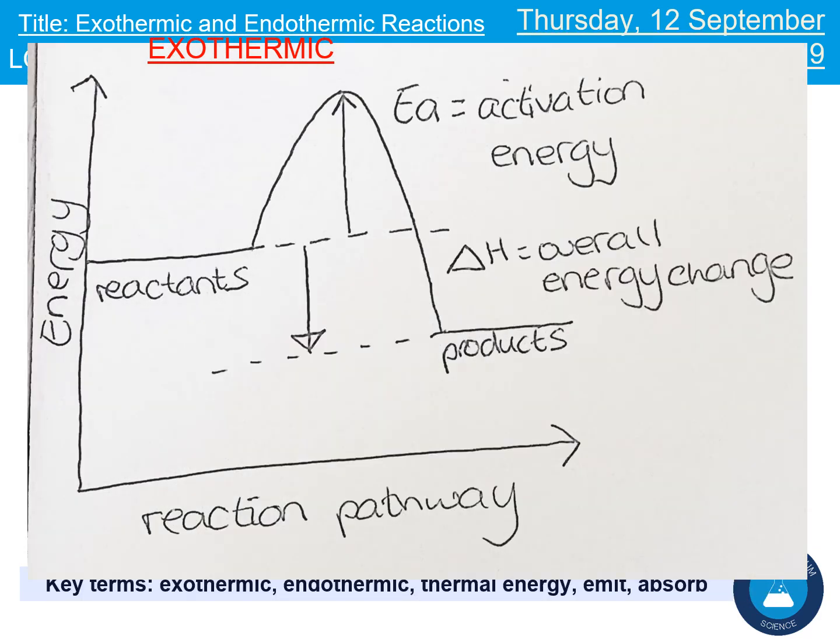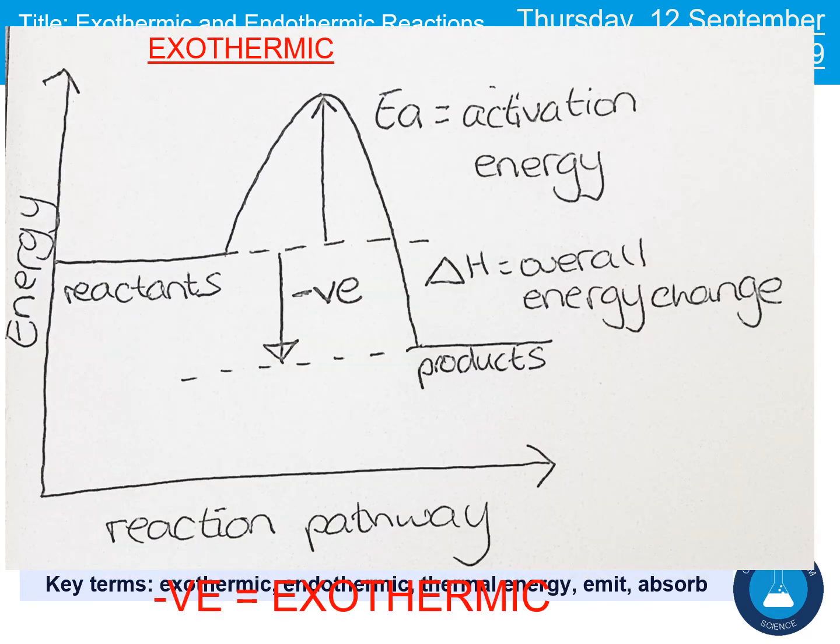The change in the energy between the reactants and products can also be labelled using a symbol called delta H, or overall energy change. If there is a decrease in the amount of energy the particles have, then the overall energy change is negative, and this means that the reaction overall is exothermic, as we see in our reaction profile below. We can see here that this reaction profile shows an exothermic reaction.